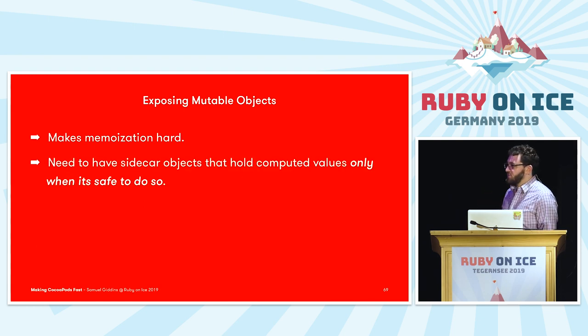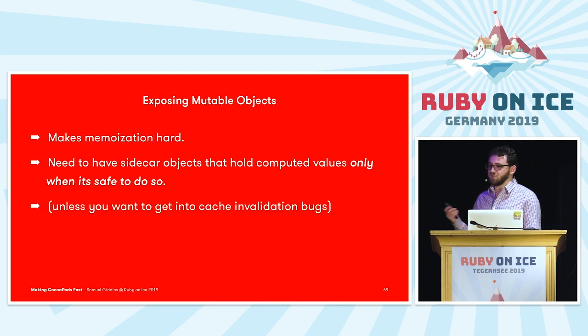And you need to have these objects off to the side that hold computed values only when it's safe to do so. So this is when you end up with your cache objects, because you know that at some point you're done mutating something. So it's safe to compute once then, but it isn't until you know you're done mutating. Unless, of course, you want to get into cache invalidation bugs. That's fine. You can do that. I wish you luck. You will cause issues doing that.